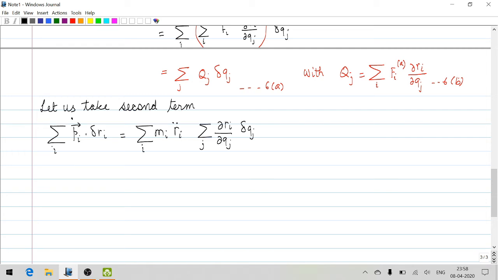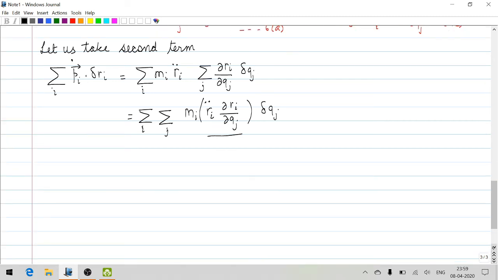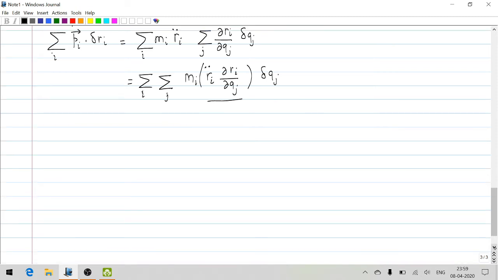So now I can write this as summation over i, summation over j, Mi Ri double dot dou Ri upon dou Qj. Now here what I am going to do is remove one time derivative from this equation. This is the important step in this equation. All of you should pay attention. This is the only important and difficult step, you can say, in this derivation.